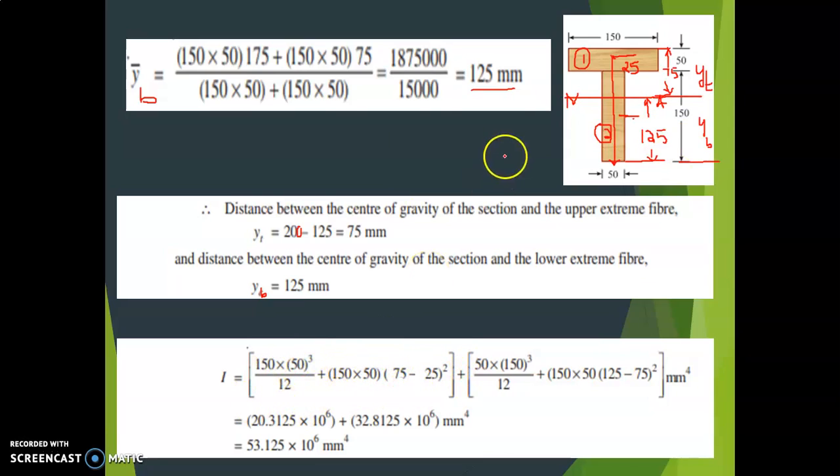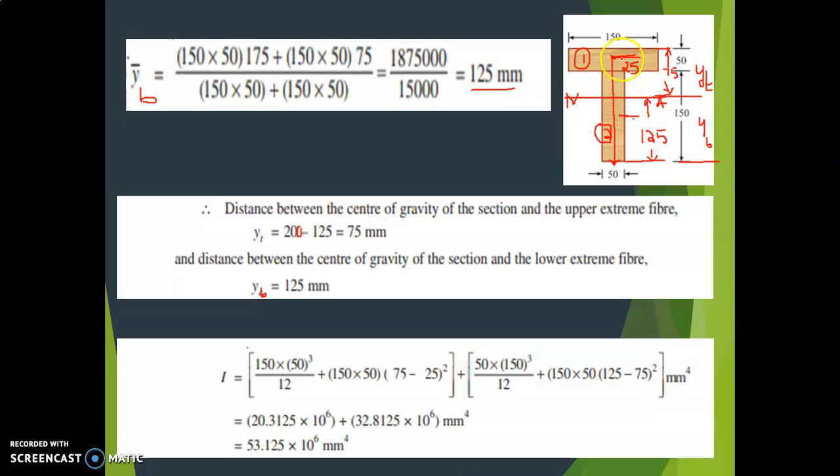So BD cube, I consider this first: 150 into 50 cube divided by 12 plus A, where A is 150 into 50 into Y square. Y square is the distance from CG to the neutral axis. Now the position of the neutral axis is here. The distance from here to here is 75 minus 25, because CG is located somewhere here, that is 25.